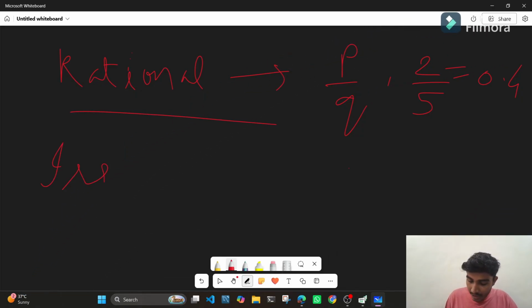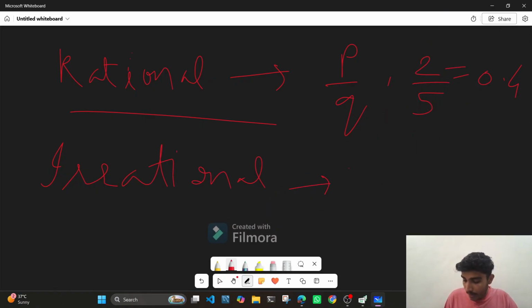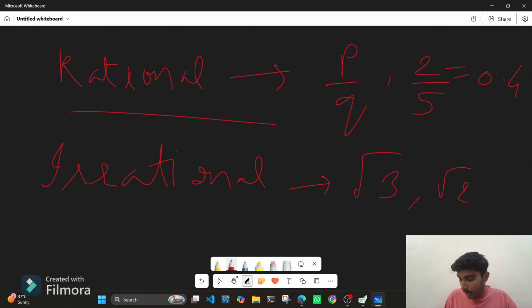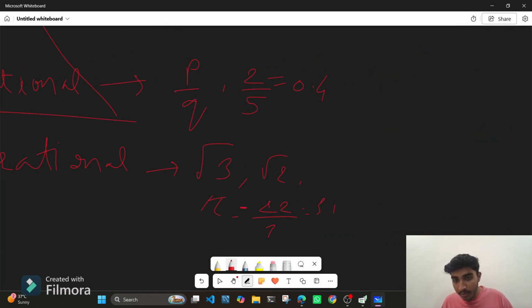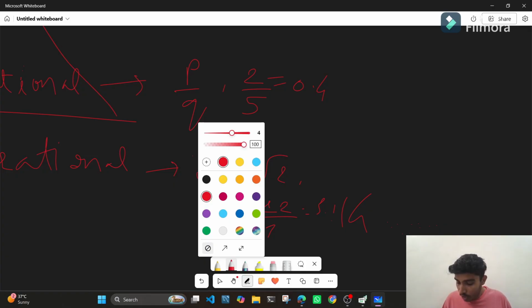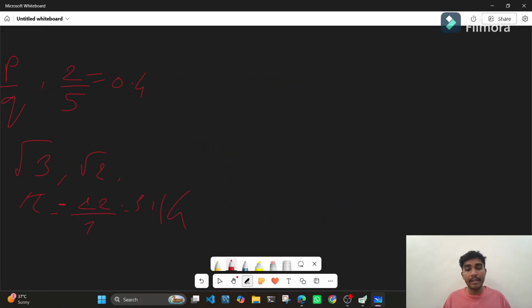Then, what do we mean by irrational numbers? Irrational numbers are generally like root 3, root 2, then say pi, because pi is 22 by 7 and its value is 3.14, and it goes till infinity. So these are rational and irrational numbers.